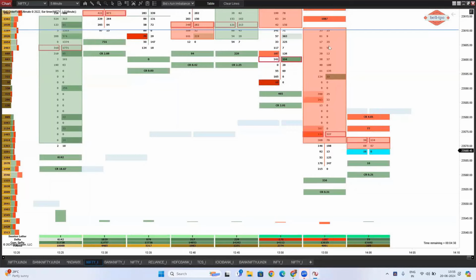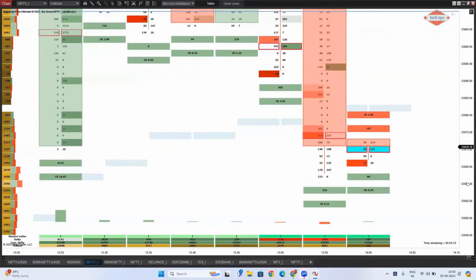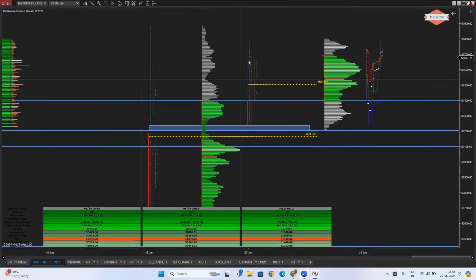Because not even a single price volume is there. Volume was there, 4,000 lots. Delta is okay, kind of delta, 1,087, but still no big single price selling at all. How about Bank Nifty? Bank Nifty also got back into the value area.